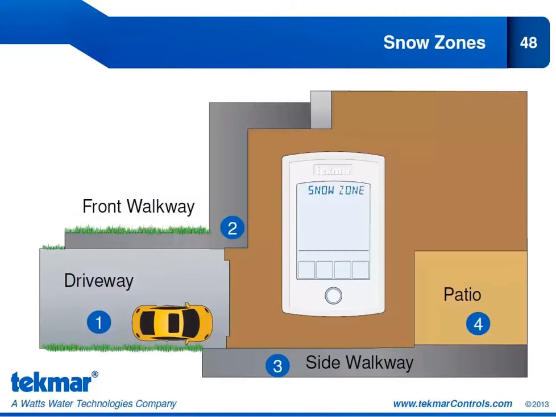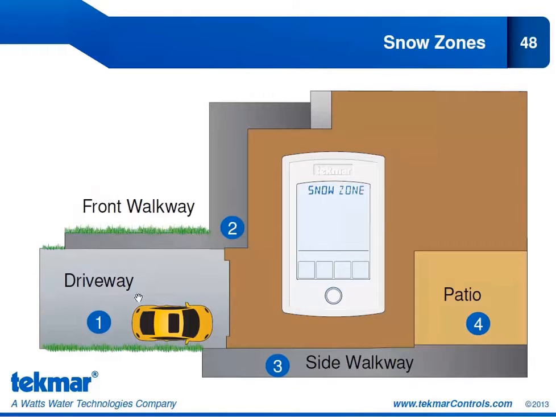So to review the concept of snow zones, here I have an image where I'm showing 4 zones. I have my driveway at zone 1, my front walkway is zone 2, my side walkway is zone 3, and my patio is zone 4. Now typically Zone 1 and Zone 2 in this type of scenario would be my higher priority zones. So I want to make sure if it's snowing my driveway is clear and that my front walkway is clear. My side walkway will probably be at a lower priority. Same with my back patio.